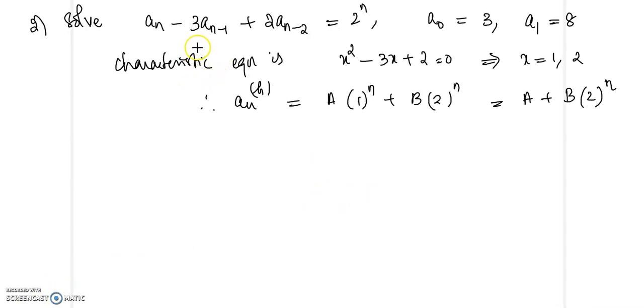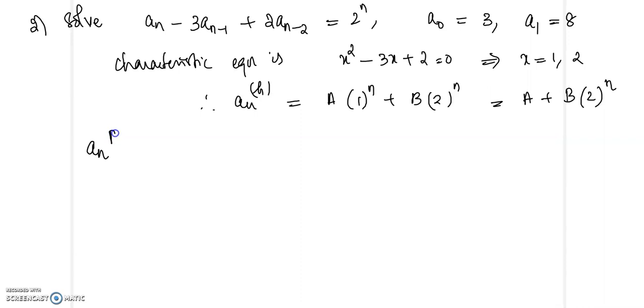Now solve a_n minus 3a_(n-1) plus 2a_(n-2) equal to 2 raised to n, with a_0 equal to 3 and a_1 equal to 8. So the characteristic equation is x squared minus 3x plus 2 equal to 0. So we get the roots to be 1 and 2. So a_n^(h) will be a times 1 raised to n plus b times 2 raised to n.